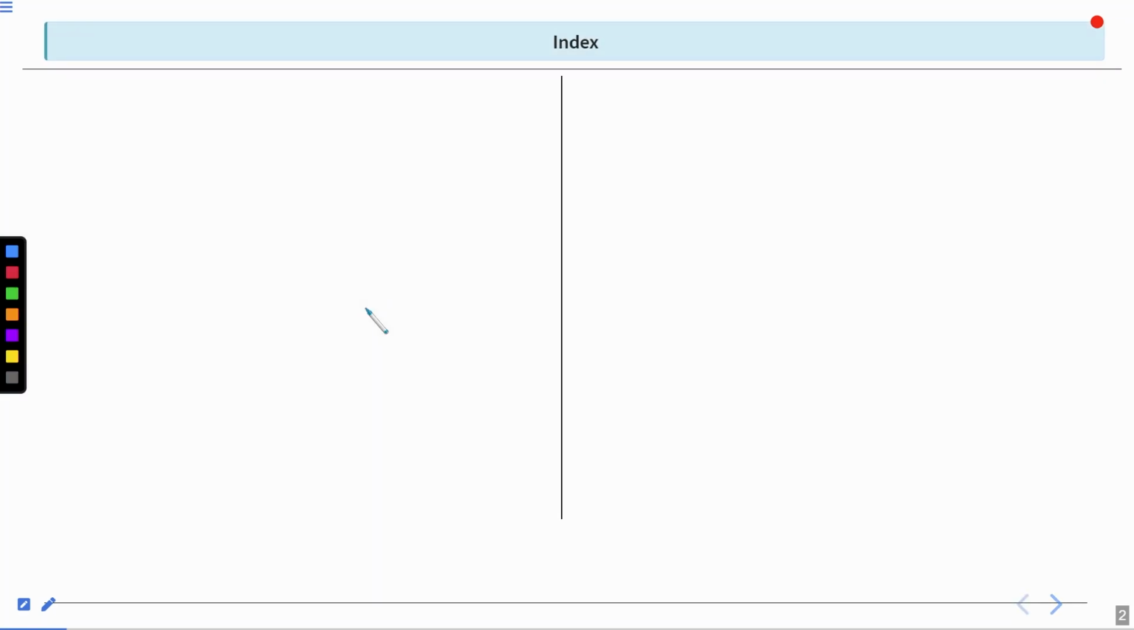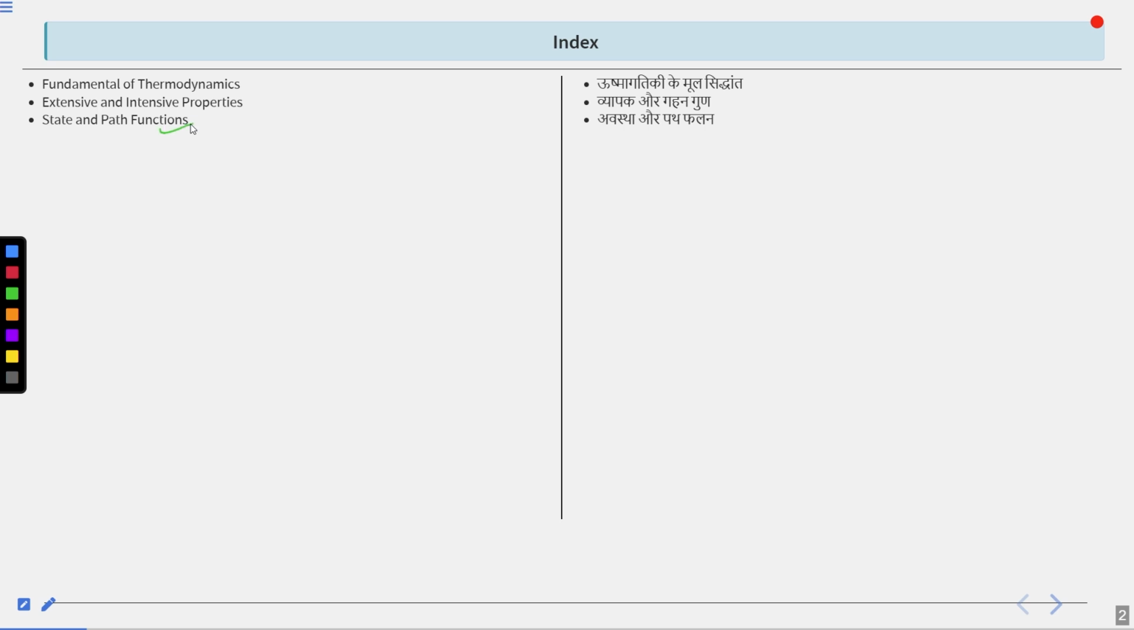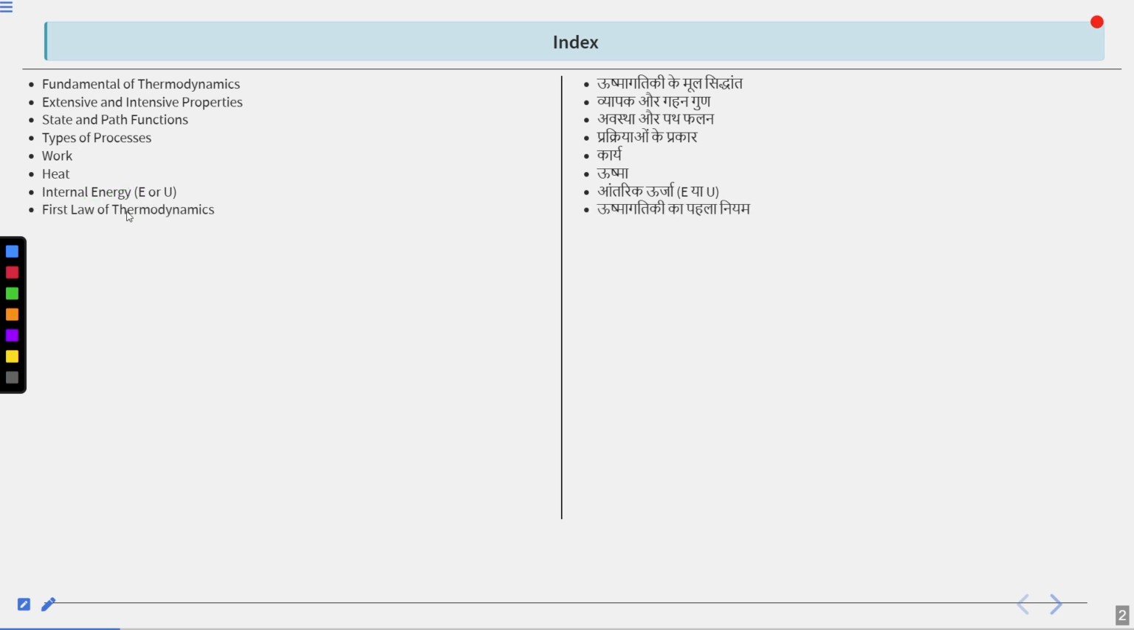So what are the topics that we are going to cover today? Starting from the fundamentals, we move on to extensive and intensive properties, state and path function, types of processes, work, heat, internal energy which can be represented by E and U both. Then we have the first law of thermodynamics and then we have enthalpy. So let us start our today's class.